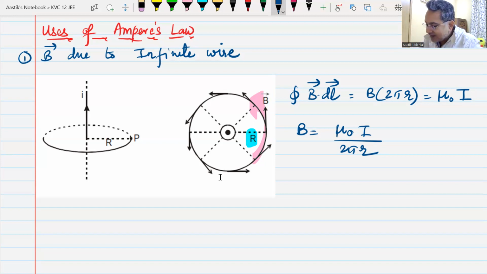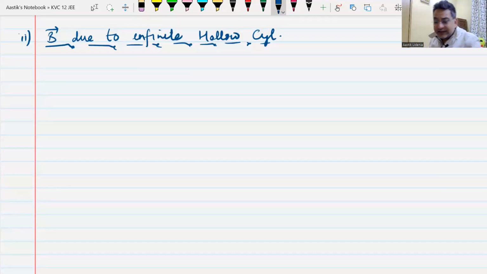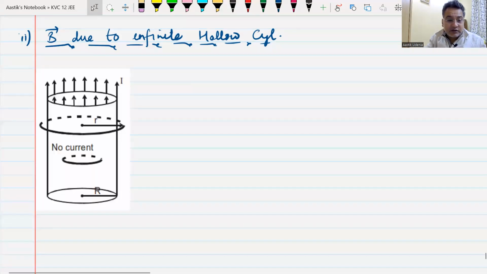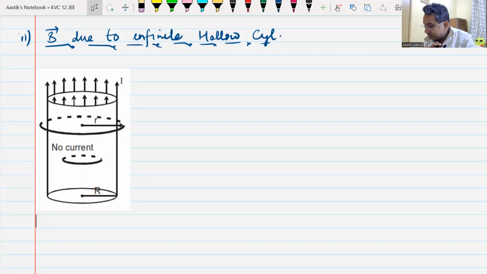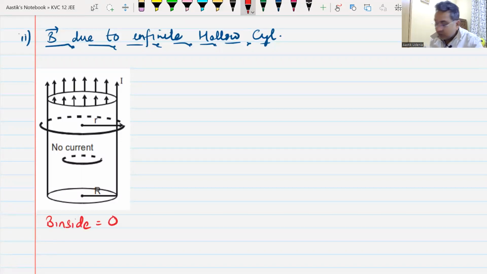The next one in the line that comes is magnetic field due to an infinite hollow cylinder. And we have done one part of this where we found out the magnetic field due to an infinite hollow cylinder inside the cylinder. Yes or no? And I told you that the inside field is zero because there is no current and everything is cancelling each other out. Yes or no? So magnetic field inside at any point will be how much? It will be 0. Do we understand this? Yes, sir.